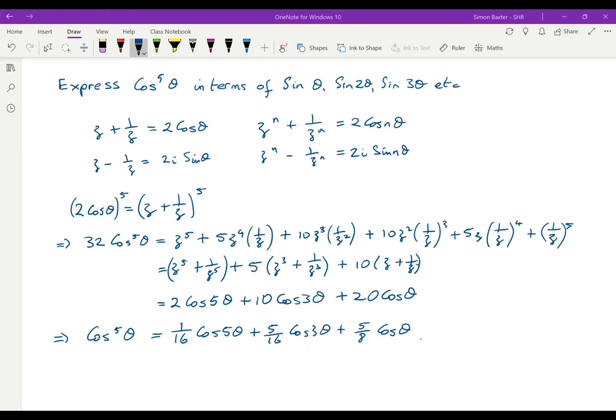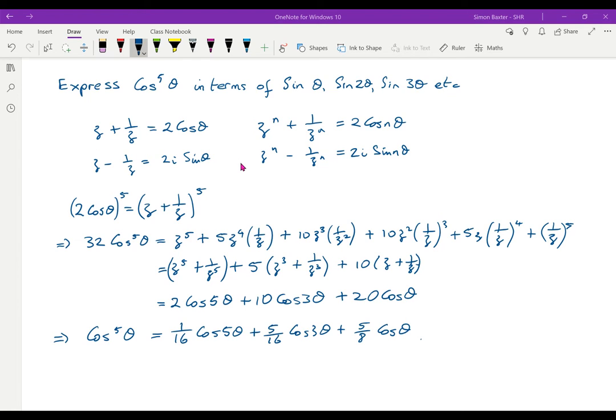I think the main use of this is going to be scoring a few marks in your exam. It's not something I've ever used in earnest, but it's quite a nice little technique, and not difficult to do. You must first remember or work out these little equations at the top, and then all you have to do is spot that cos to the 5, I need to raise that one to the power 5.